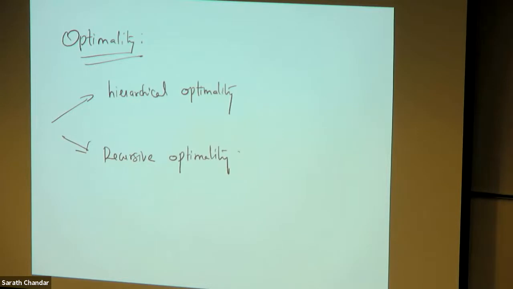Okay. Now, what are these? So when I say an algorithm is hierarchically optimal, it means that that algorithm maximizes the overall value function consistent with the constraint imposed by the hierarchy. So if I tell you this is the hierarchy of actions, for this particular hierarchy, what is the optimal thing to do? Is that clear?